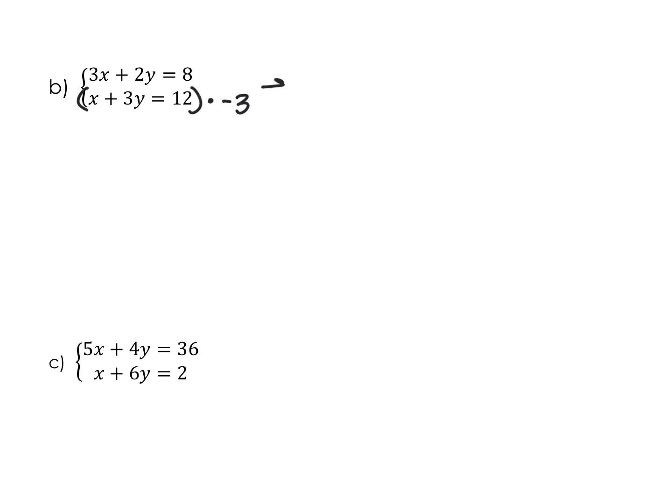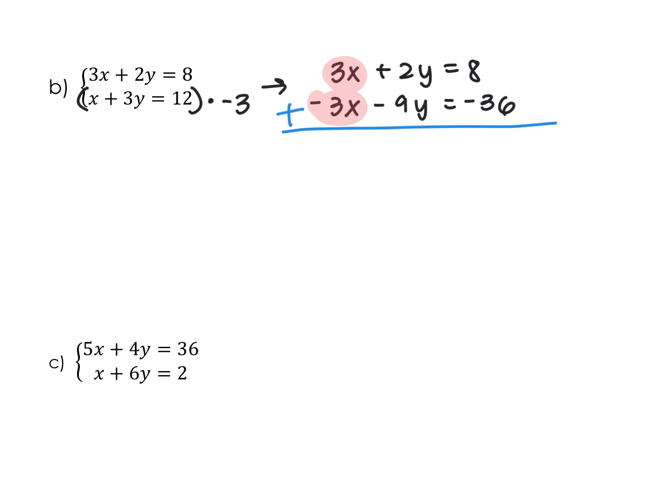When I do that, nothing changes with the first equation. It stays the same. So we're just going to rewrite it off to the right: 3x plus 2y equals 8. But the second equation, every single thing gets multiplied by negative 3. So x times negative 3 is negative 3x. 3y times negative 3 is negative 9y. And 12 times negative 3 is negative 36. So now we have a positive 3x and a negative 3x, so we can now eliminate.